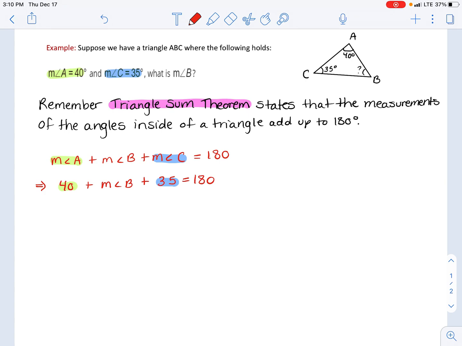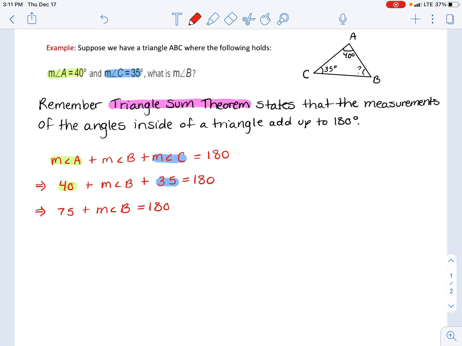So now what I want to do is solve this equation for the measurement of angle B, right? Because that's ultimately what I want to figure out. So what I'm going to do is combine like terms on the left-hand side of my equation first. I see that I have numbers and then I have the measurement of angle B. So what I want to do is combine these numbers together. So what's 40 plus 35? That gives me 75 plus the measurement of angle B, which is equal to 180 degrees.